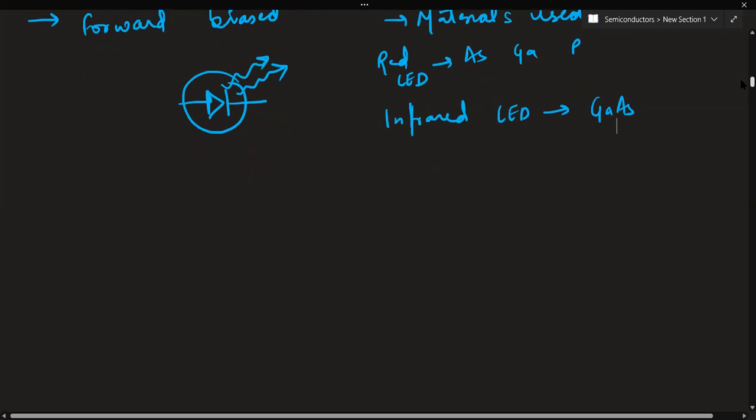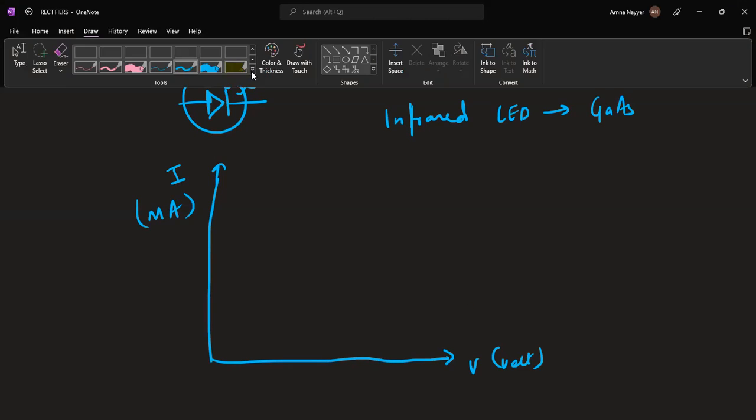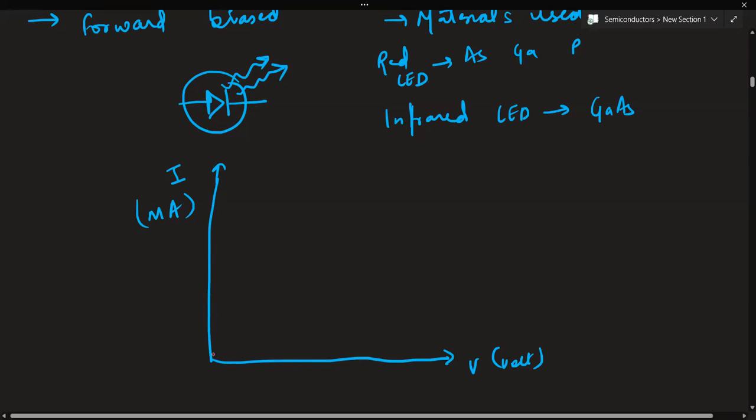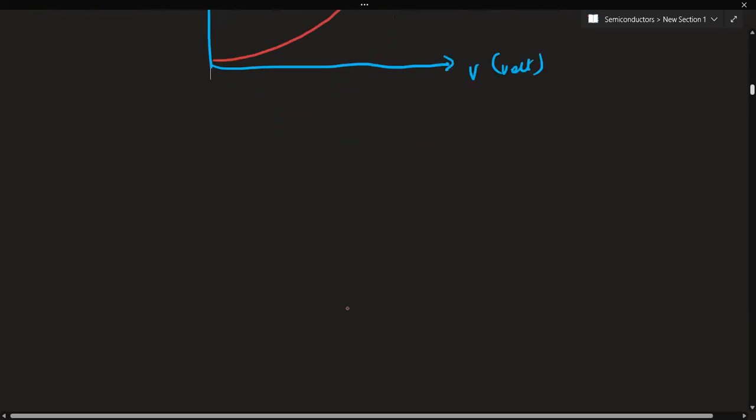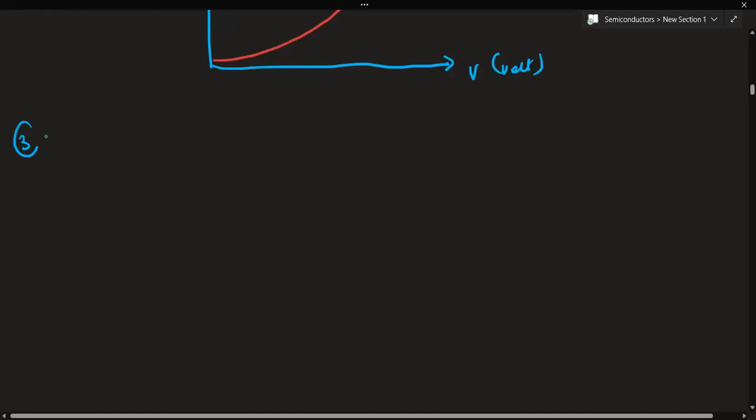And one more thing regarding its graph: since it's a forward biased graph, the current will be measured in milliampere. And here we'll be having a knee voltage, as we have already discussed in forward biasing and reverse biasing. Once you are aware of the biasing term, which bias is getting included, then you already should know that the rest of the properties will be matching.